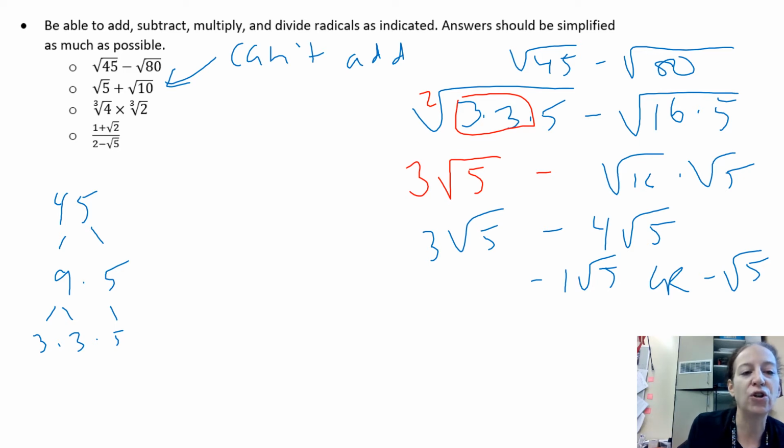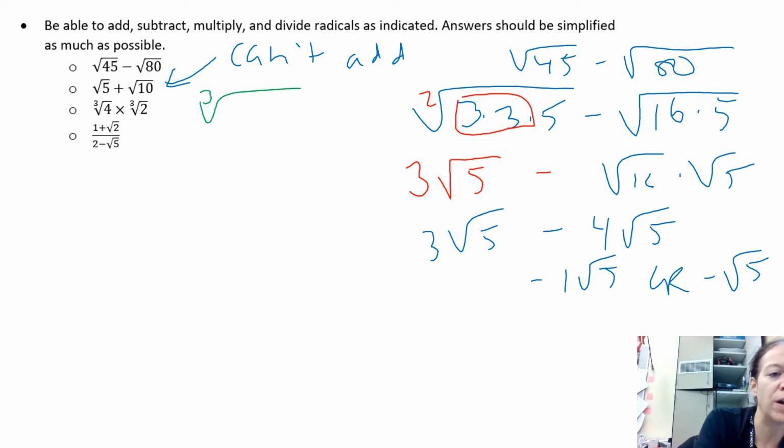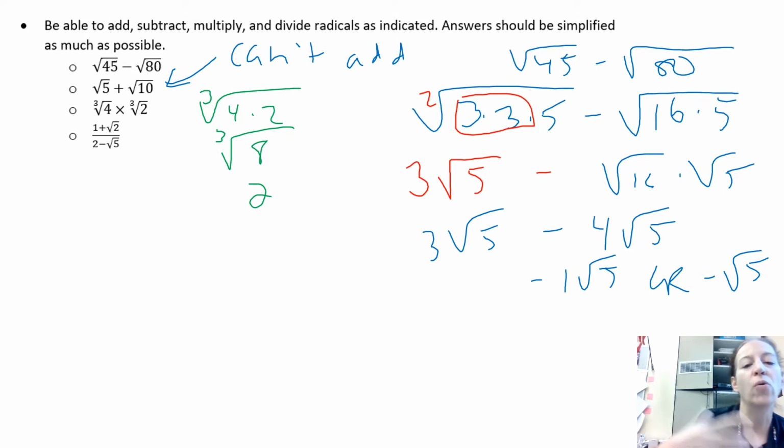Next one is the cube root of 4 times the cube root of 3. And when you're multiplying or dividing, you actually can do that with unlike radicands, and that's why it's important to practice each skill as you go. So this would be the cube root of 4 times 2, which is the cube root of 8. And so what number cubed gives you 8? That would be 2, or you can do the prime factorization on that and simplify that.